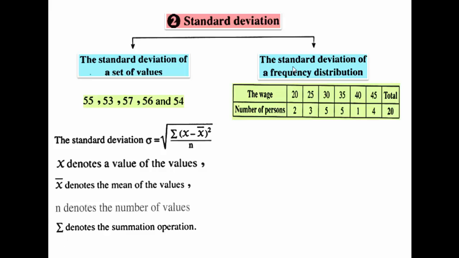The second type, the standard deviation of frequency distribution. The wage, number of persons: 20 over 2, 25 over 3, 30 over 5, 35 over 5, 40 over 1, 45 over 4, total over 20.